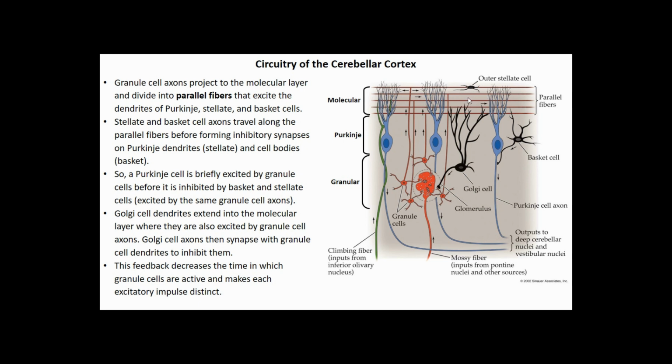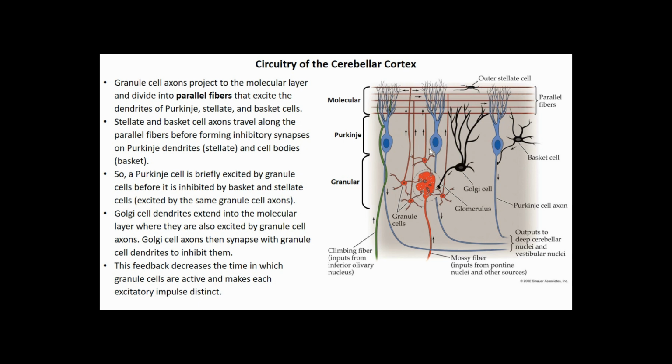So the stellate cells here in the molecular layer and the nearby basket cells are getting excited by these parallel fibers. And so they send their axons back to the Purkinje cells that were also excited by the granule cells. And basically, the stellate cells will synapse with the Purkinje cell dendrites. The basket cells will synapse with the cell body, or maybe even axonal synapse there. But essentially, they're going to inhibit the Purkinje cells. So the Purkinje cells had a quick on from the granule cells, and then an off that follows shortly after due to the outer and inner stellate cells, as well as the basket cells.